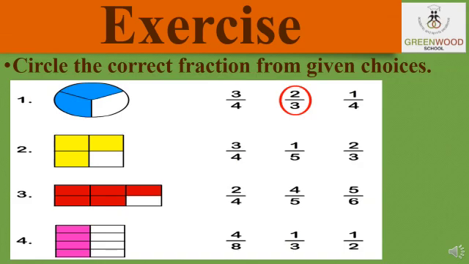Next is exercise. Circle the correct fraction from given choices. Look at the first one. A circle is divided in 3 parts. So in denominator the number 3 should come. Out of 3, 2 parts are colored. So in numerator 2 should come. So a correct answer is 2 by 3. Similarly solve the rest of the examples.